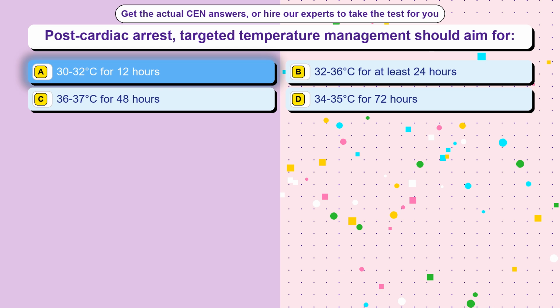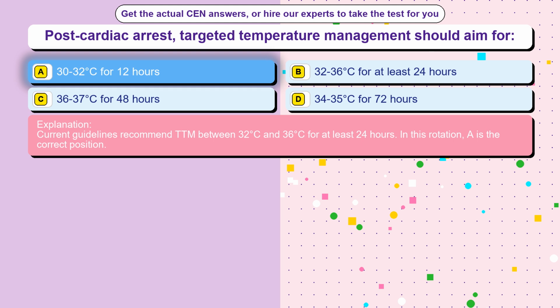The correct answer is option A. 30 to 32 degrees Celsius for 12 hours. Current guidelines recommend TTM between 32 degrees Celsius and 36 degrees Celsius for at least 24 hours. In this rotation, A is the correct position.